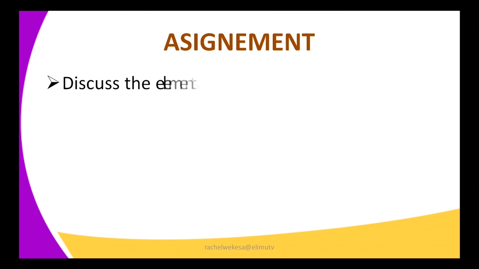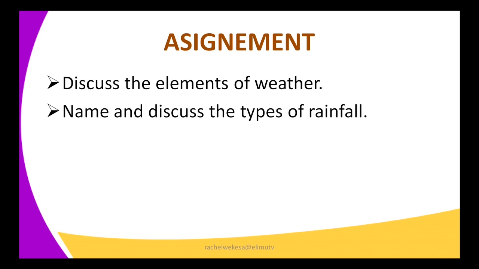We have come to the end of our lesson, and I'd like to give you an assignment. Our assignment will be: discuss the elements of weather, and name and discuss the types of rainfall.